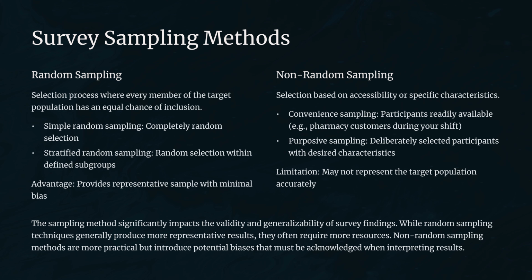Non-random sampling is convenience-based sampling, where you're just looking for participants that are already ready. So maybe pharmacy customers during your shift. Obviously, you're not going to get any customers that aren't coming during your shift, so that's going to cause potential limitations where you may not represent target populations. If you don't work on the weekend, for example, and you're trying to do a study, you're only going to get weekday people, and they could be substantially different from people that are able to come in on the weekends. Or you could purposely select participants with desired characteristics. That's called purposive sampling, and that's another non-random sampling technique.